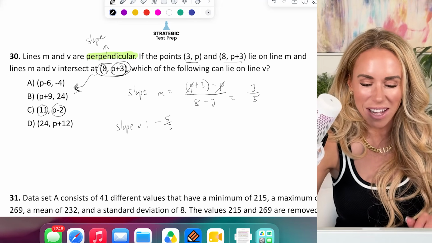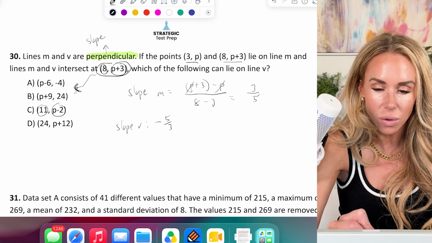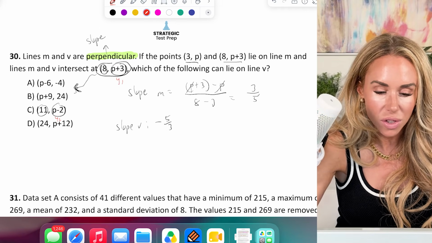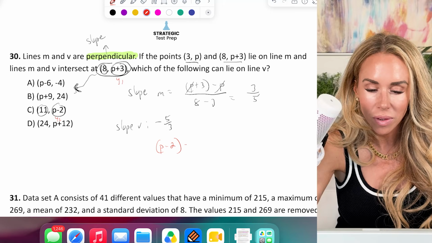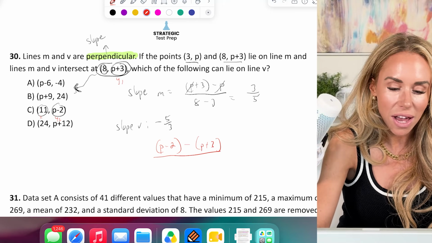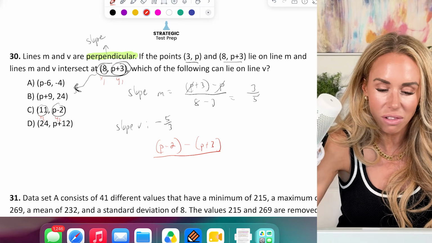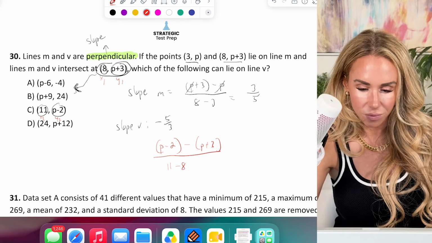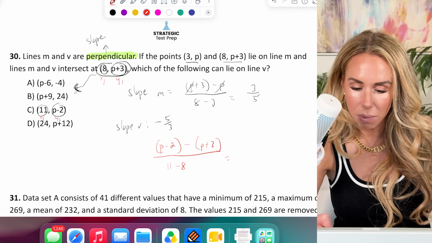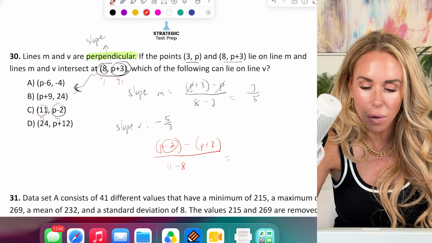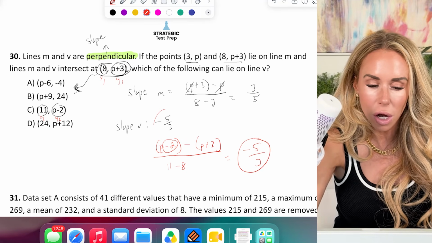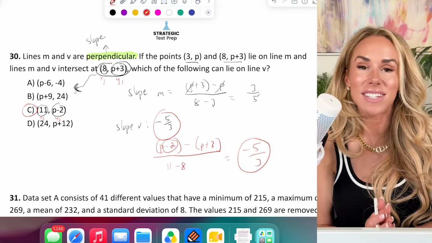So, oh, I switched them. That's why. I have to do y2. So we'll pretend P minus 2 is y2, and this is y1. So I'm going to do P minus 2 minus P plus 3 on top. And then I have x2 minus x1. So I have 11 minus 8. Okay, what do I get? Well, I'm going to have P minus P, the P's go away, and then I have a negative 2 minus 3. So I've got negative 5/3. The slopes match, and that's why C is the right answer.